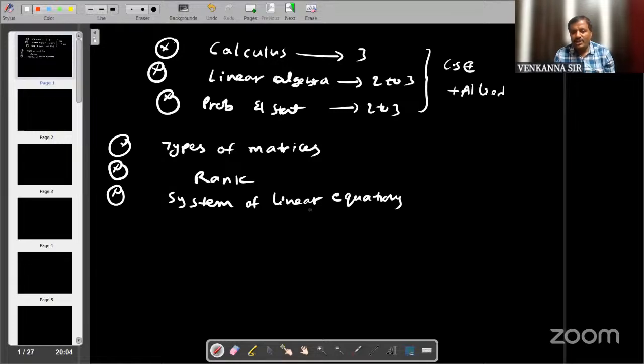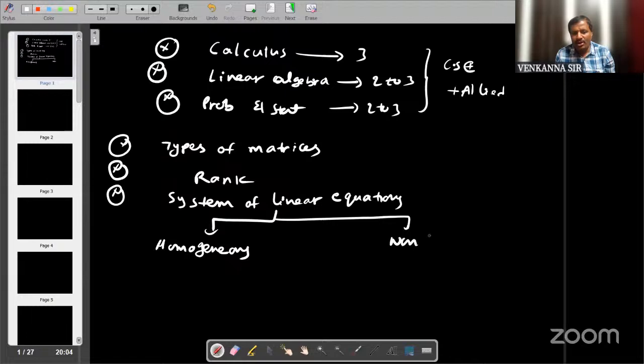So what are the linear equations we are having? System of linear equations. So what are the linear equations we are having here? Two types of linear equations, as all of you know. Homogeneous equations and non-homogeneous equations.